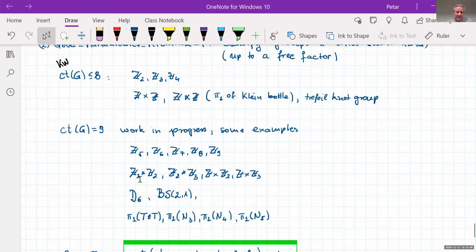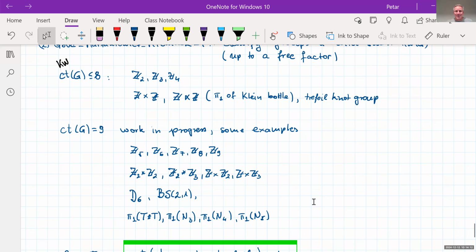Then the free products of Z2 and Z2, this is the dyadic group. Then Z2 and Z3, this is the projective special linear group over this. Then Z times Z2, Z times Z3. Then the dyadic group on 6 elements, the Baumslag-Solitar group 2, 2, 1. And then the fundamental group of the following 4 surfaces. So the genus 2 orientable and genus, hemigenus 3, 4, and 5 non-orientable groups.